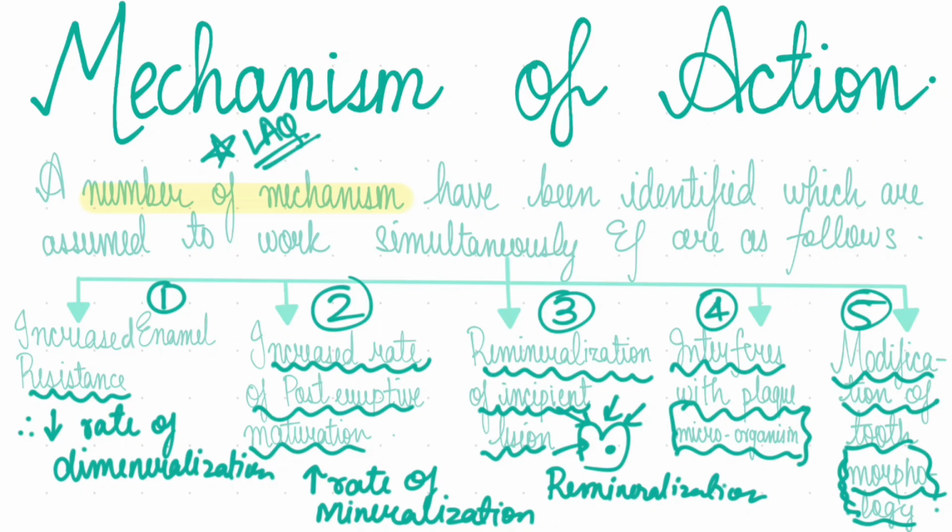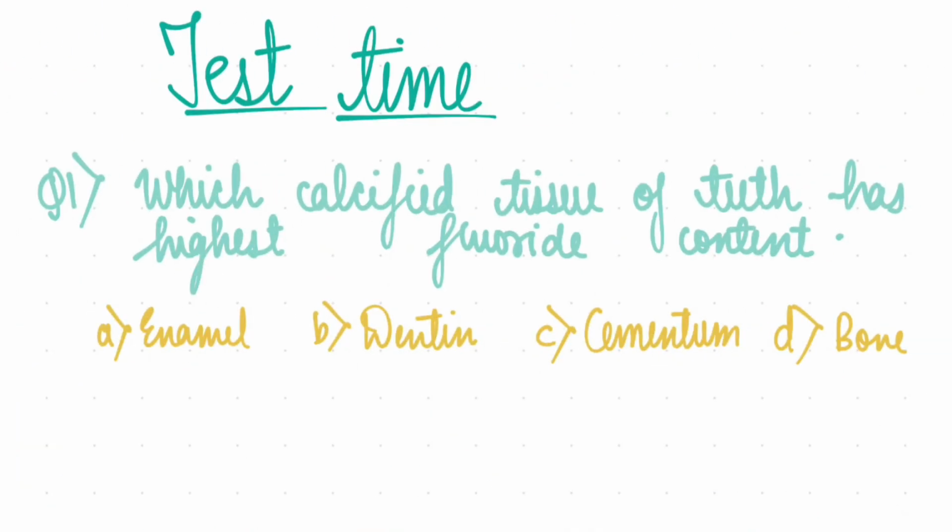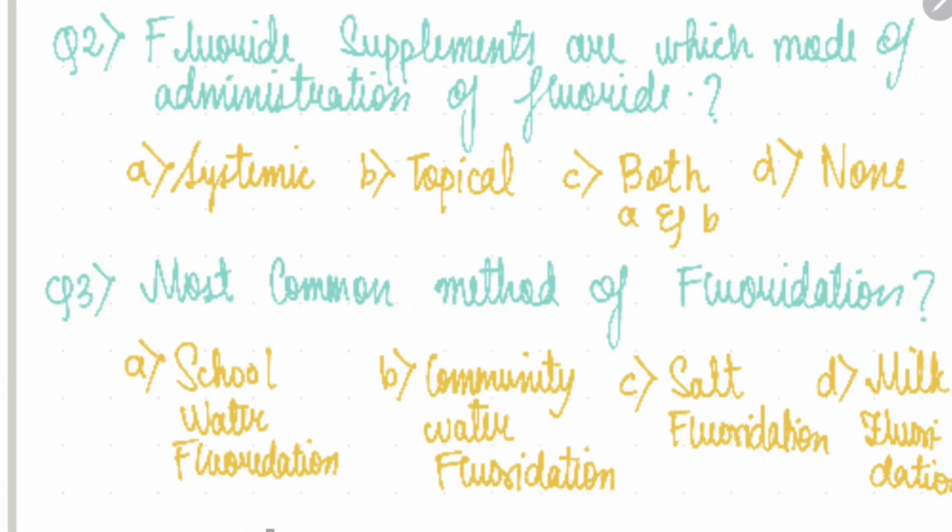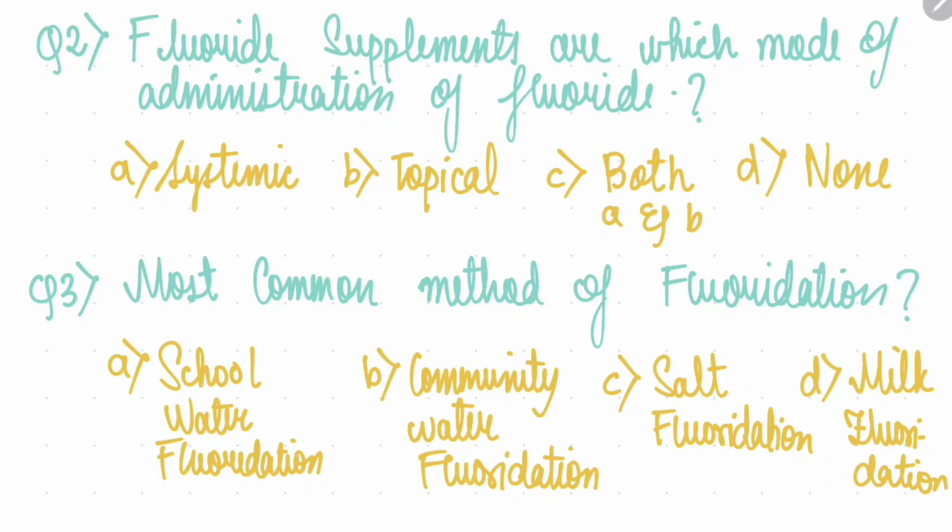So with this we come to the end of our lecture, but we have a short test time before we complete this lecture. So the first question is, which calcified tissue of the teeth has the highest fluoride content? Yes, you're right, it's cementum. Then fluoride supplements are which mode of administration of fluoride? Basically I mean fluoride oral rinse supplement, which mode of administration of fluoride? Yes, it's both systemic and topical.